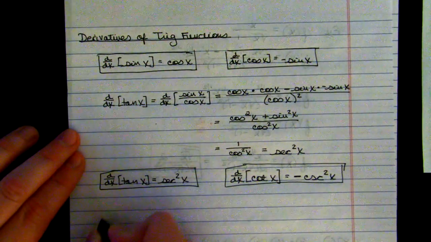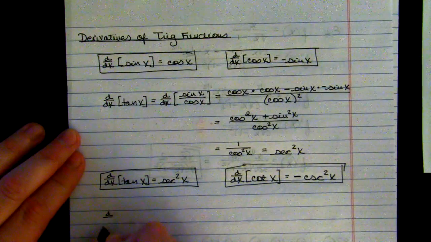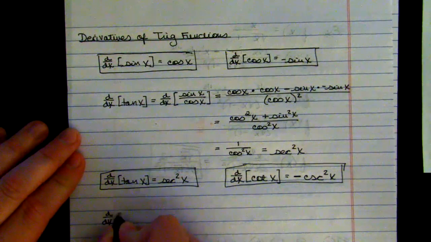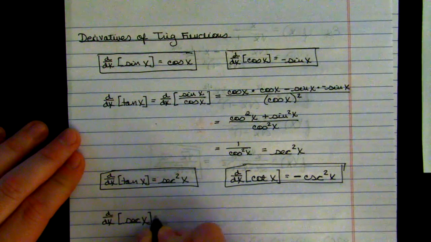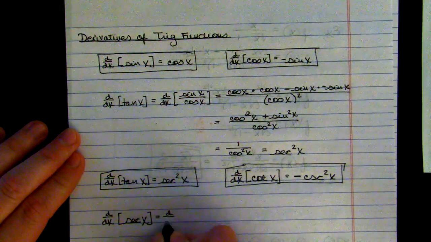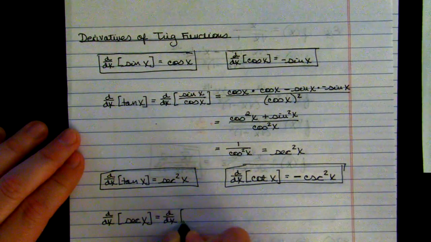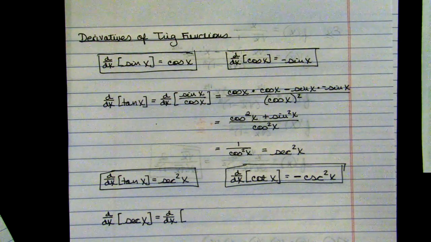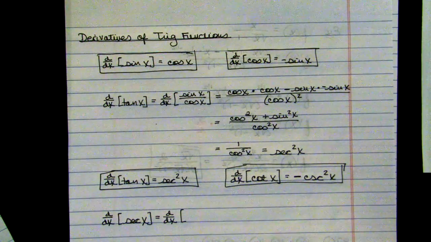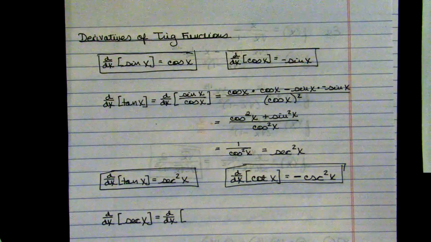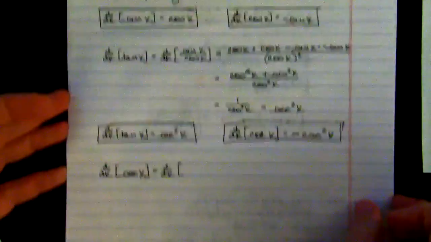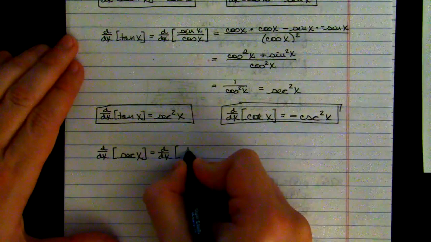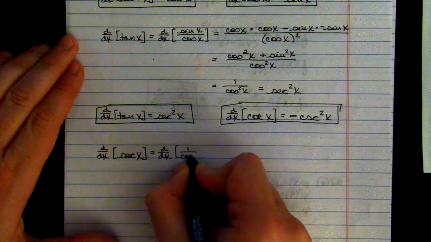Next, the derivative of the secant of x is going to equal the derivative of, okay, your turn. How do you think I could rewrite the secant of x? Well, secant of x is just 1 over the cosine of x. So how about I write it like that?